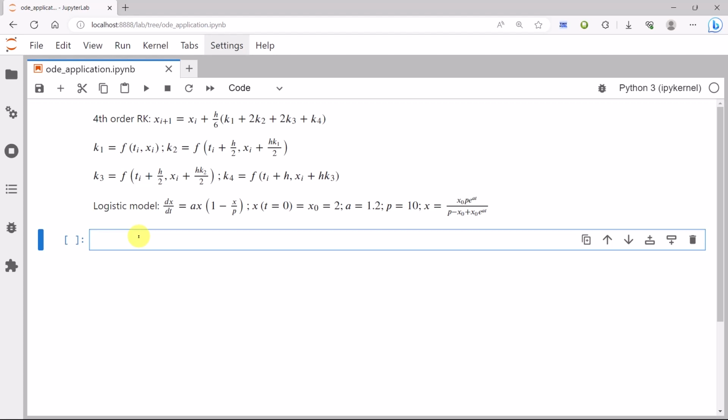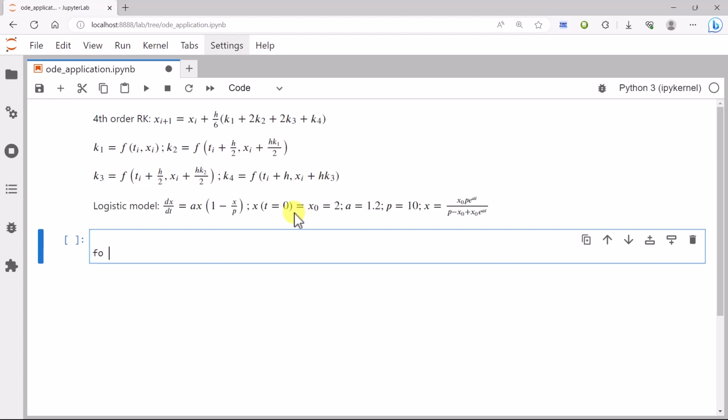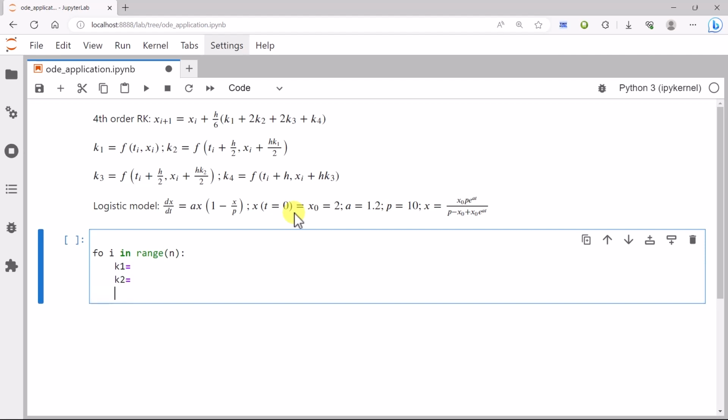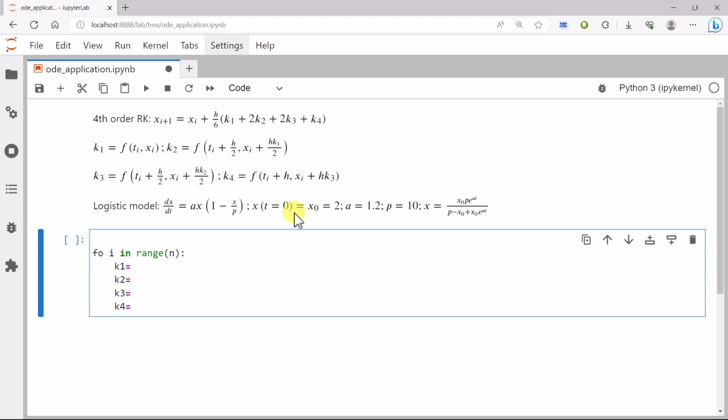So here I am in this code window, and I'll start by writing the RK algorithm first, because that is what we need anyway. In RK, for this function, I have to calculate K1, K2, K3, K4. So let us start with this. For i in range n, I have K1 equals something, K2 equals something, K3 equals something, and K4.